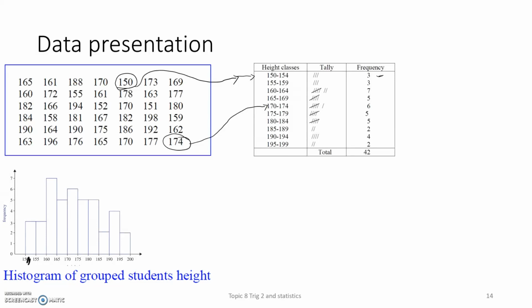150 to 154, up to 3, so it's that group in there. And the last group is 195 to 199, that would be that group there. And there's 2, so you take it across and you can see that there's 2 in there.